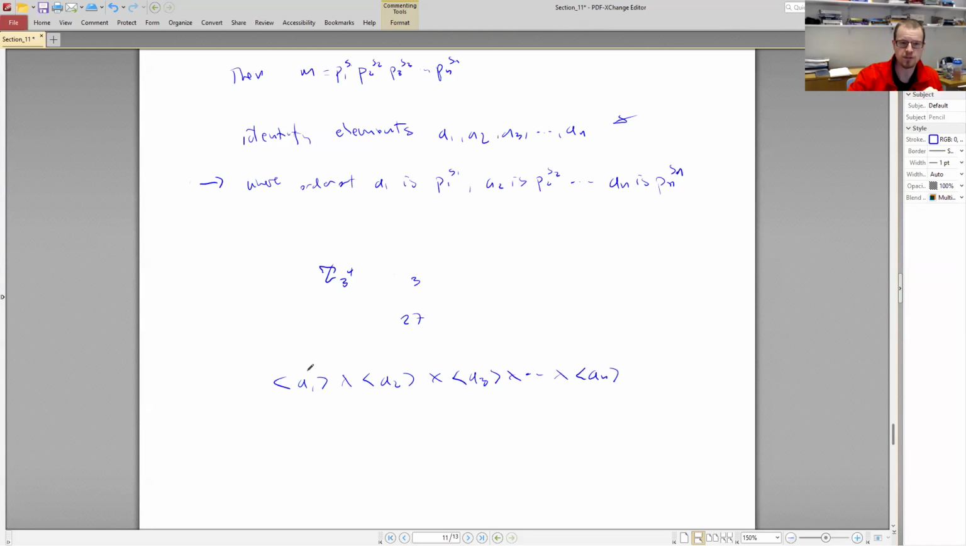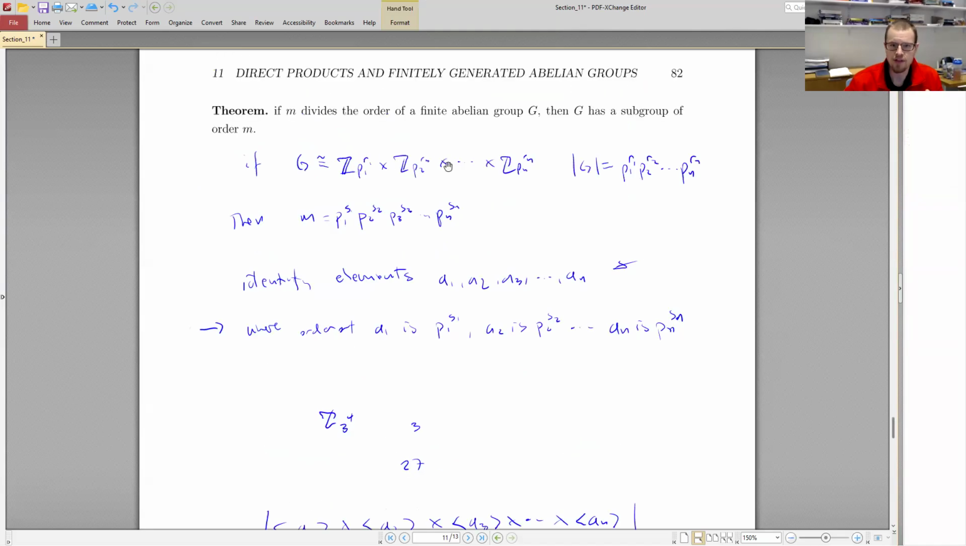And then this is going to be exactly the order that we're interested in, because this subgroup has order P1 to the S1. This piece has order P2 to the S2, and so on. So overall, the order of this will be exactly M, and that is a subgroup of this. And again, the isomorphism that takes us from here to G will identify that subgroup in G. All right, so that was a little bit interesting to talk through.